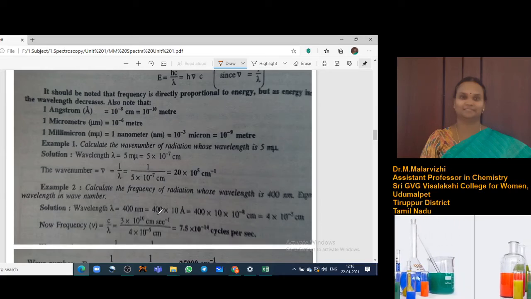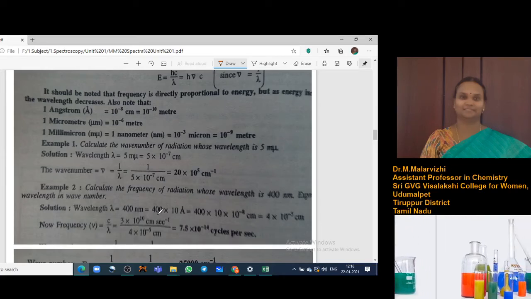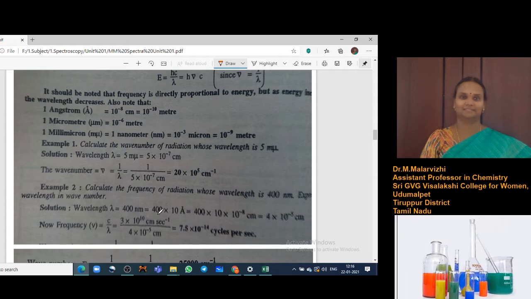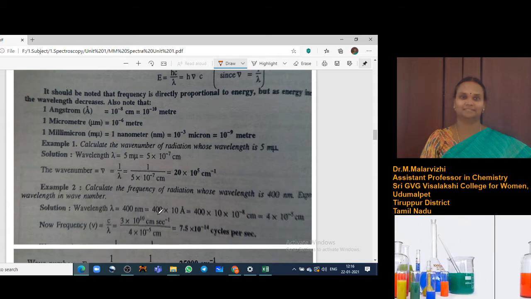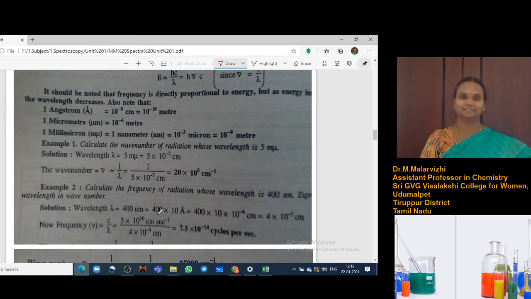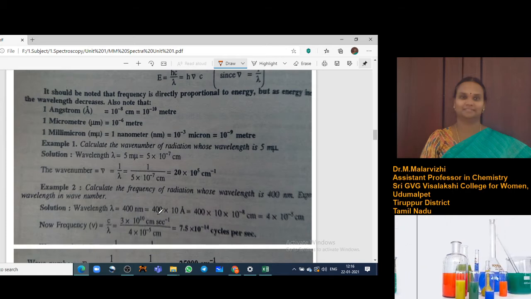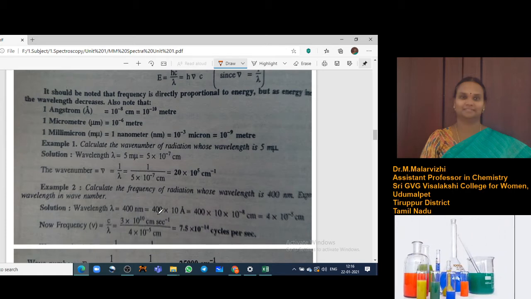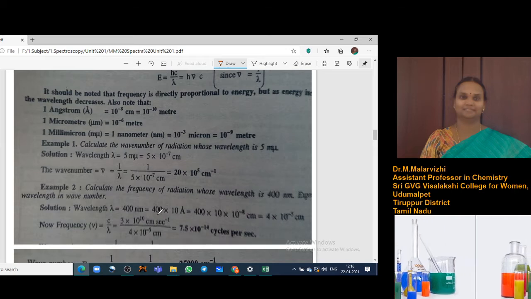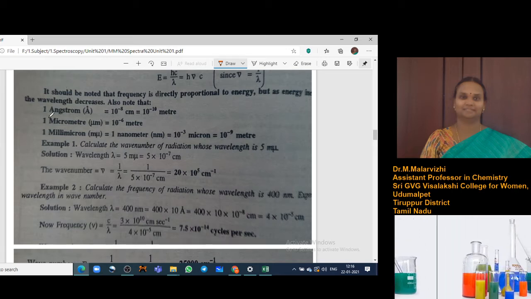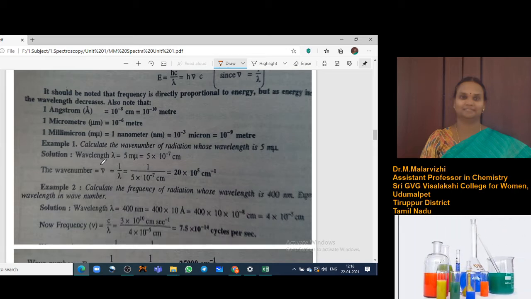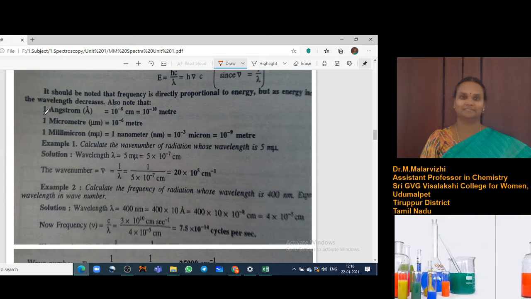Dear girls, today we shall see about the conversions, that is, how to calculate frequency or wavelength or wave number when the other parameter is given. We shall see that one. Before that, you have to know some important conversions.